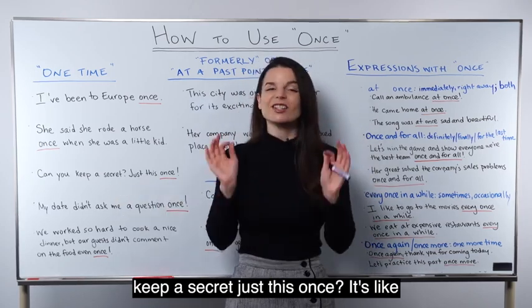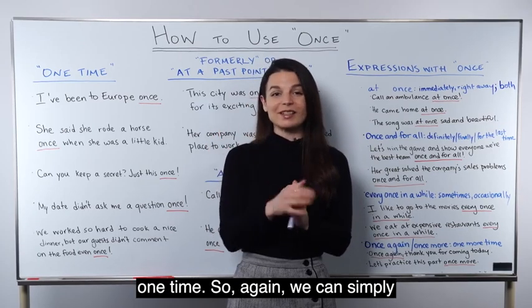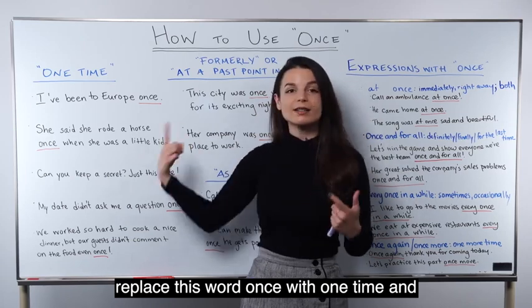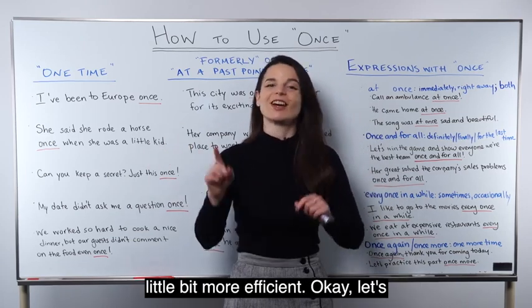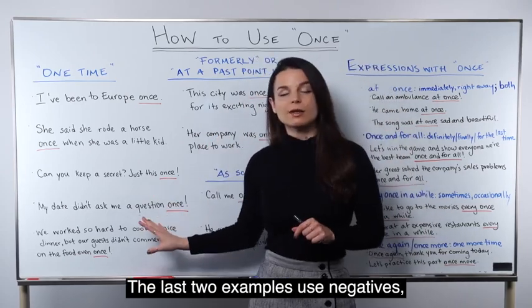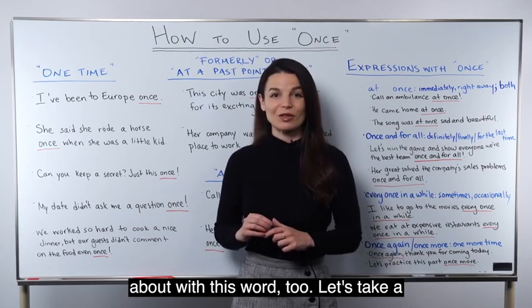Can you keep a secret just this once? It's like saying I only want to ask this of you one time. So again, we can simply replace this word, once, with one time, and we keep the meaning. But once is a little bit more efficient. Okay, let's continue on to the last 2 examples. The last 2 examples use negatives, which I think are very important to talk about with this word too.